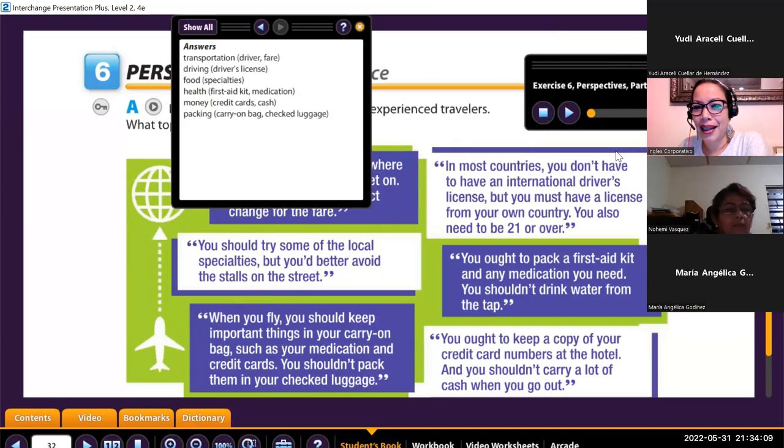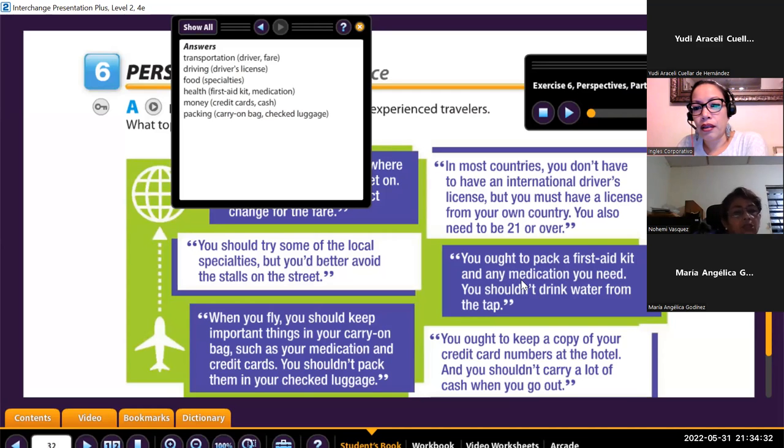That's easier. In most countries, you don't have an international license, right? Driver's license, but you must have a license from your own country. You also need to be 21 or over. So what's the driving topic? Driving or driver's license. Okay.